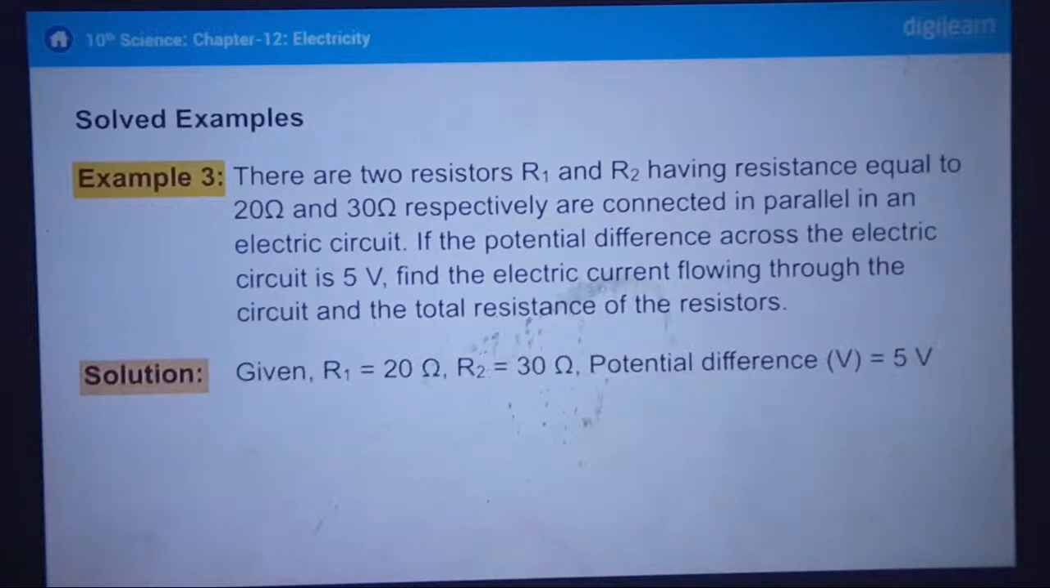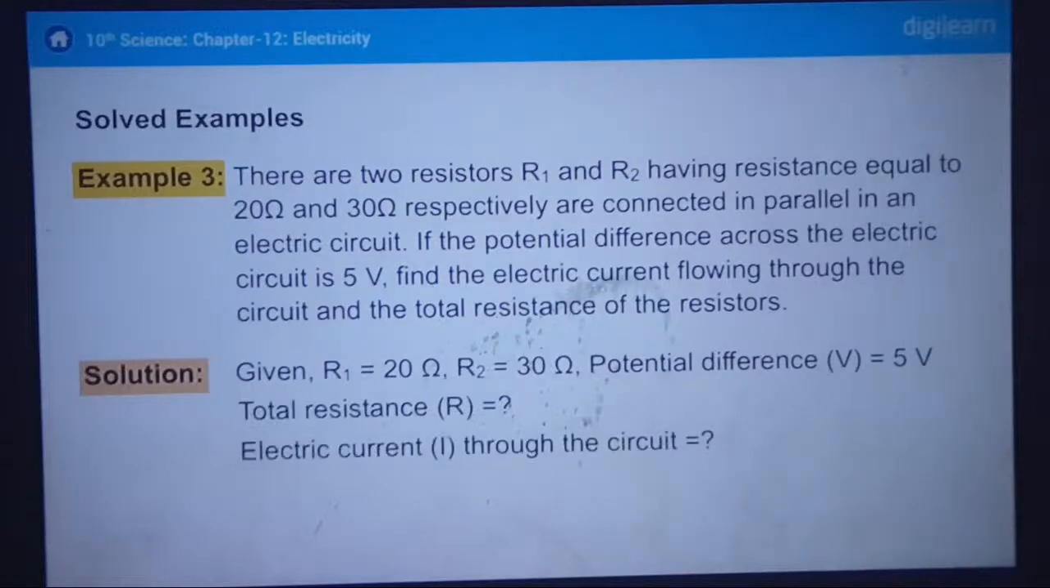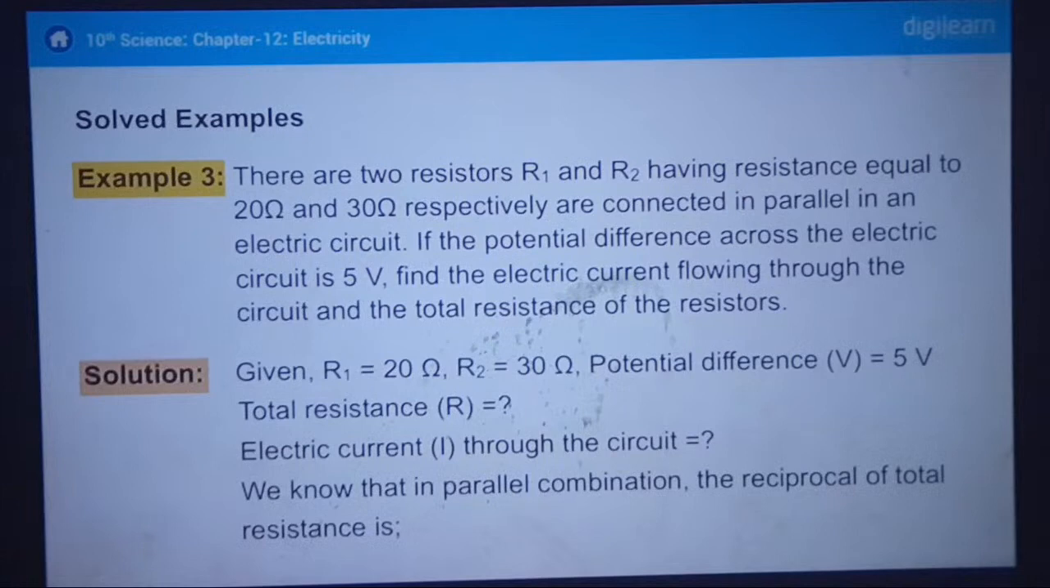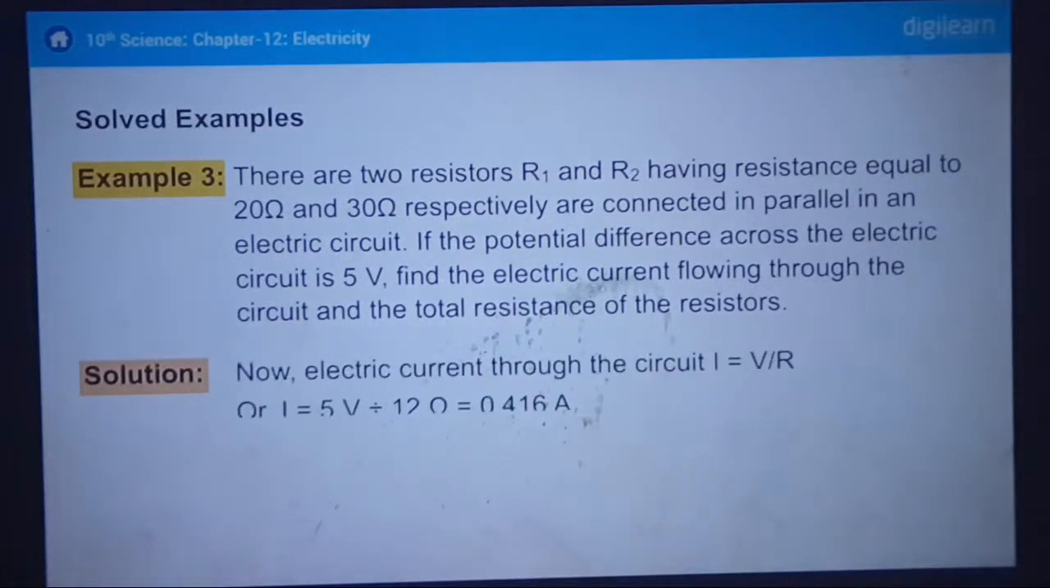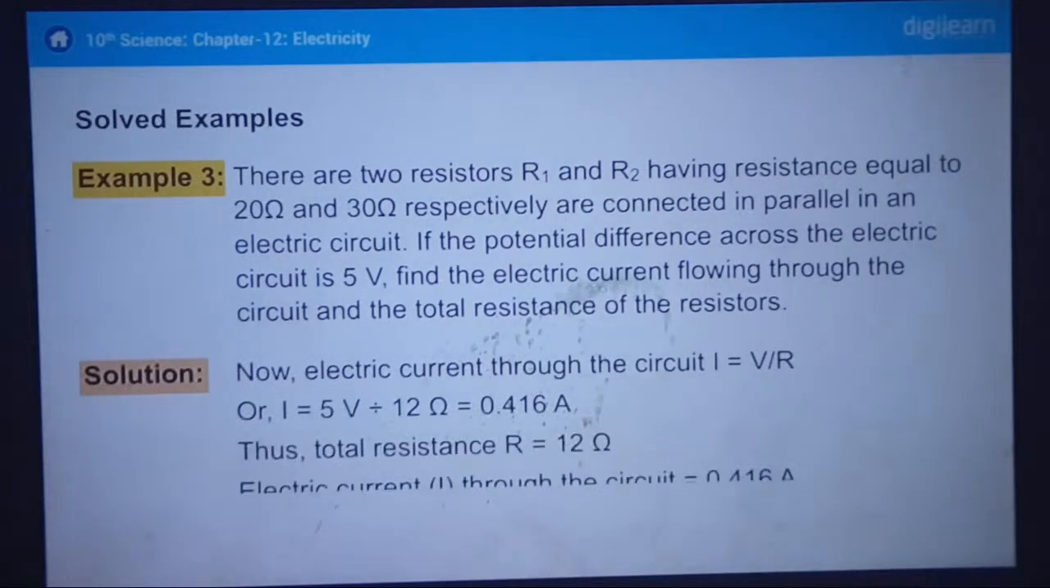Solution: given R1 equal to 20 ohms, R2 equal to 30 ohms, potential difference V equal to 5 volts. Total resistance R to be found out, electric current I through the circuit to be found out. We know that in parallel combination, the reciprocal of total resistance is 1 by R equal to 1 by R1 plus 1 by R2. Therefore, 1 by R equal to 1 by 20 ohms plus 1 by 30 ohms, that is equal to 3 plus 2 by 60 ohms equal to 5 by 60 ohms, that is equal to 1 by 12 ohms.